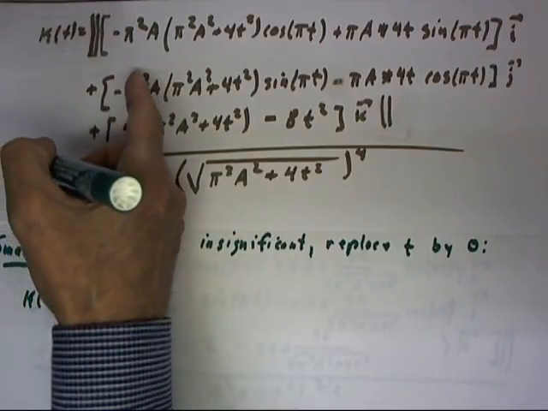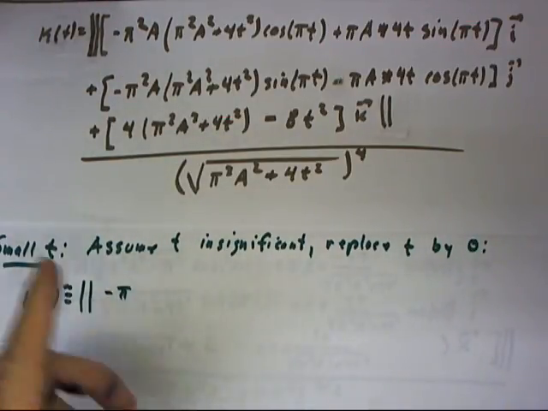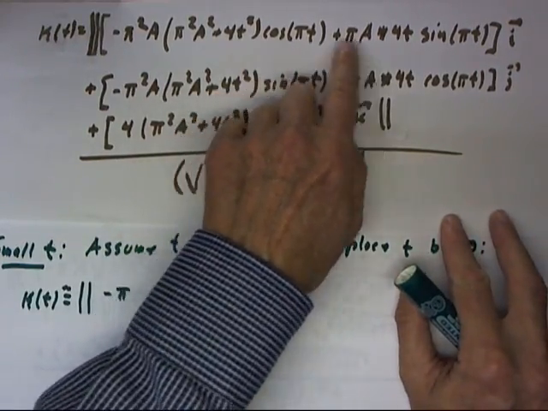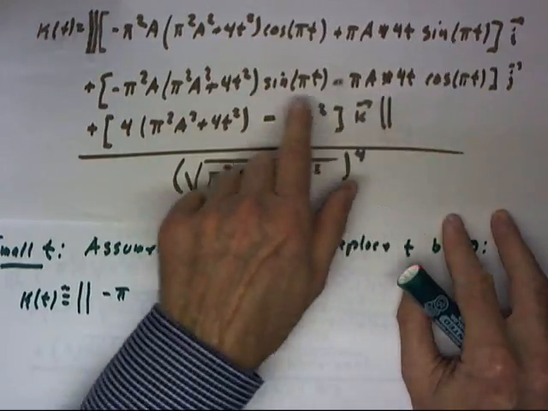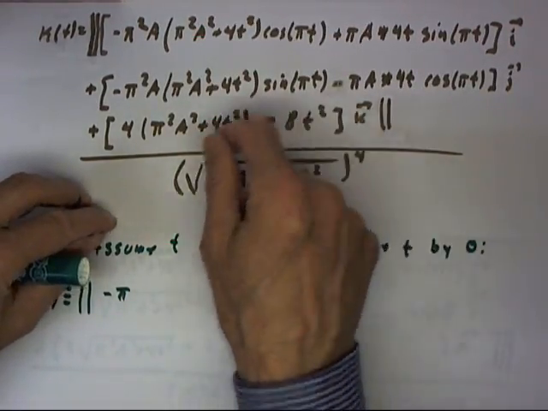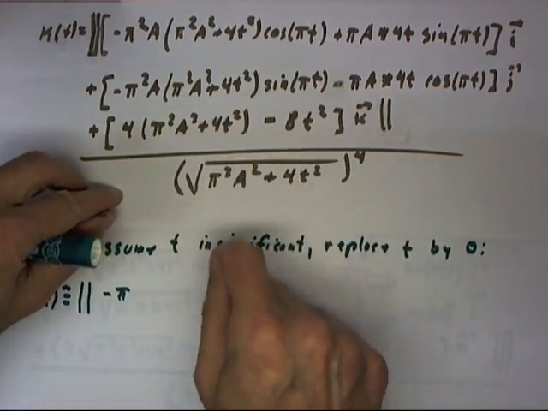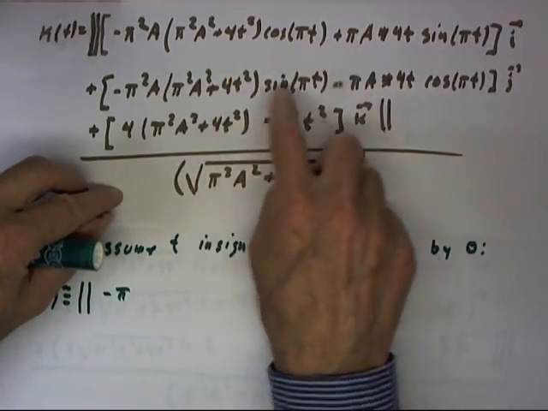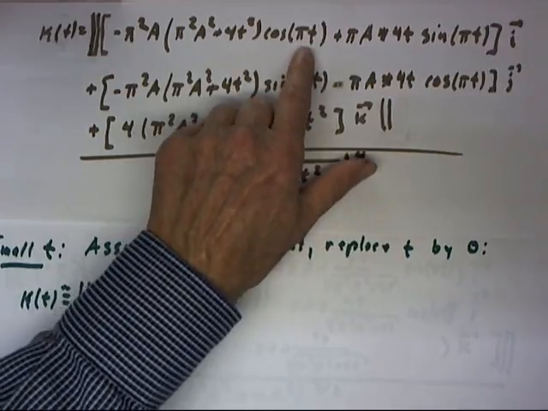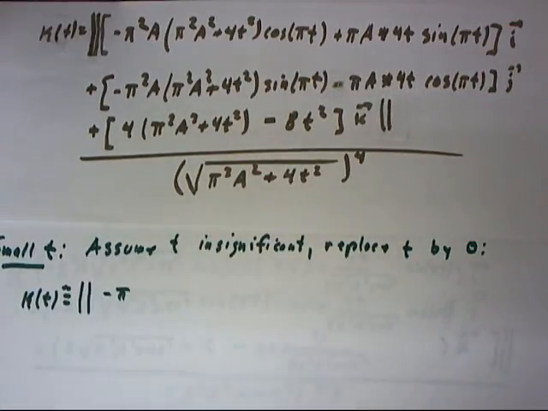pi squared a. Now, I'm not going to actually replace all the t's by 0. Let's go back a minute. I'll justify this, but we're going to leave the cosine of pi t and the sine of pi t in there because that's essentially what drives us around the circle. We're going to just assume that we're not going up very high as we go around this circle, so that the other terms are 0, but we're not going to assume that the pi t in here is completely insignificant. It's significant enough to drive us around the circle.